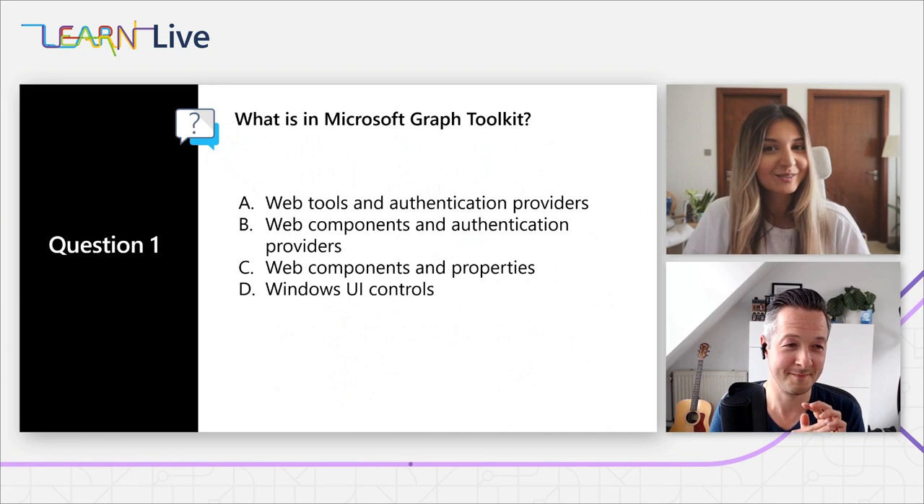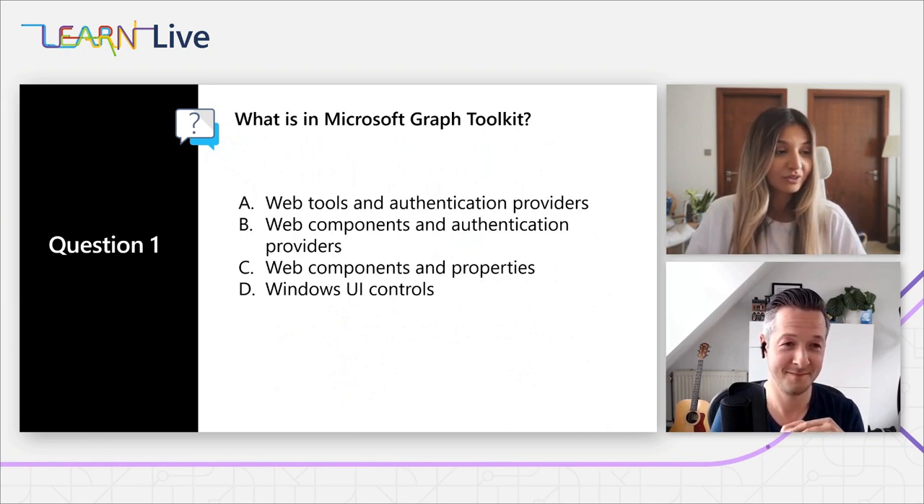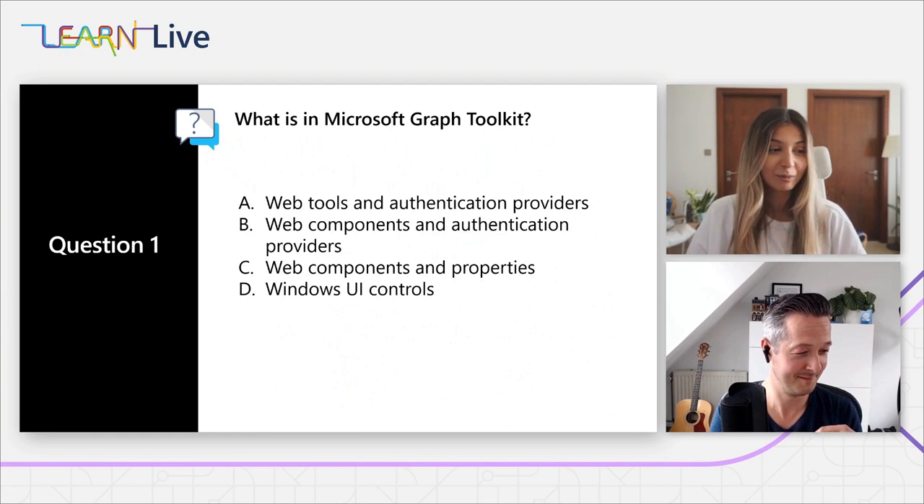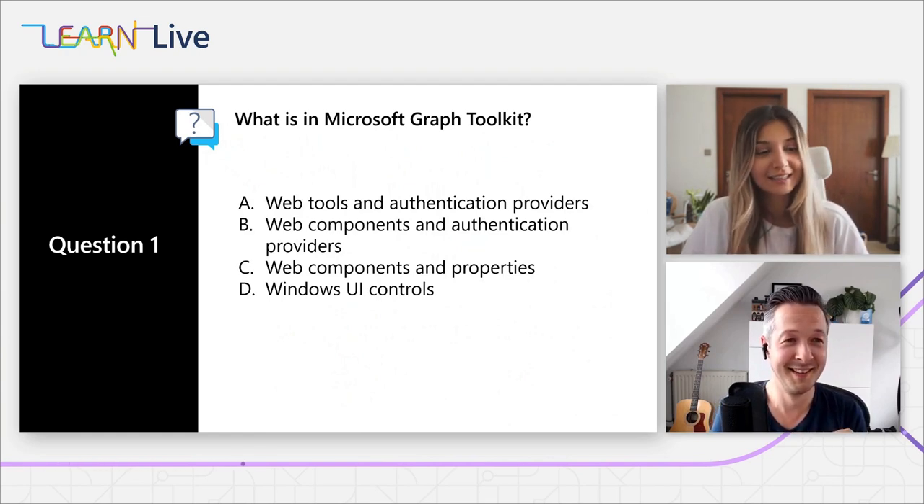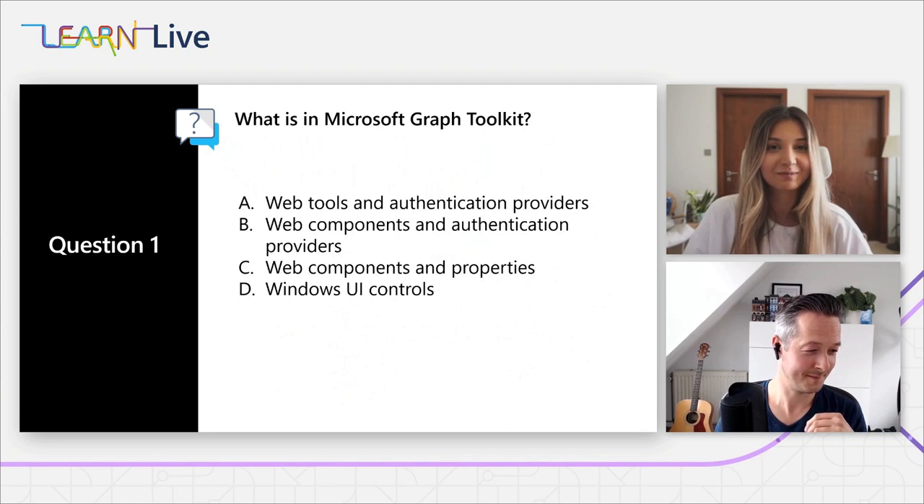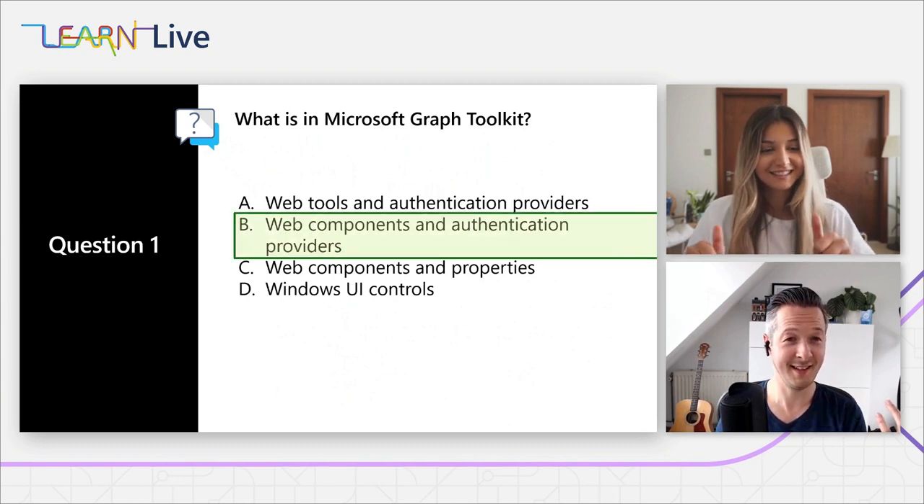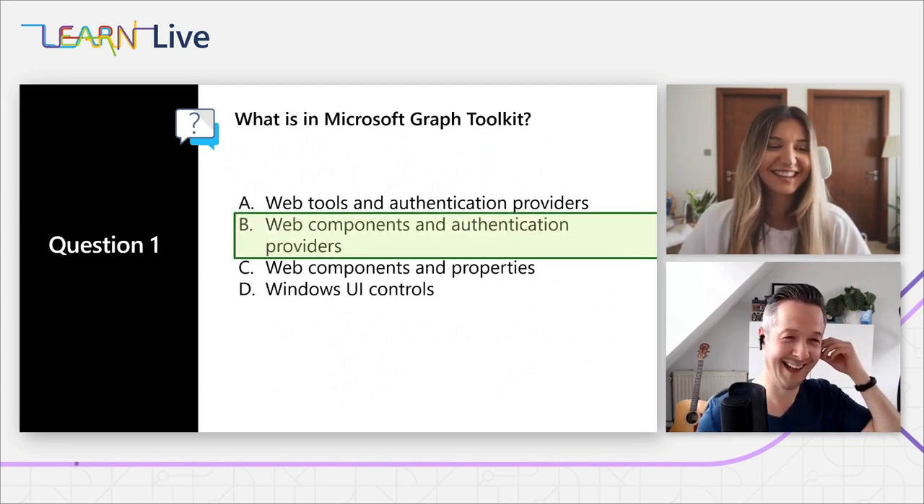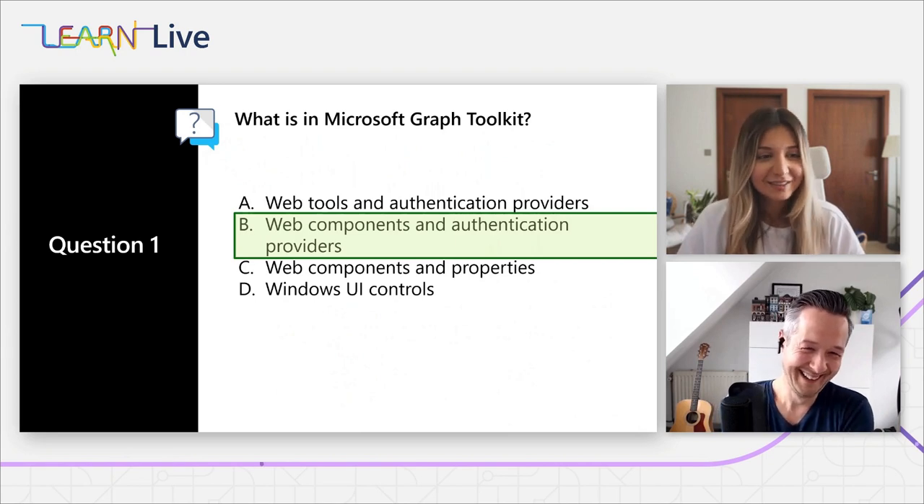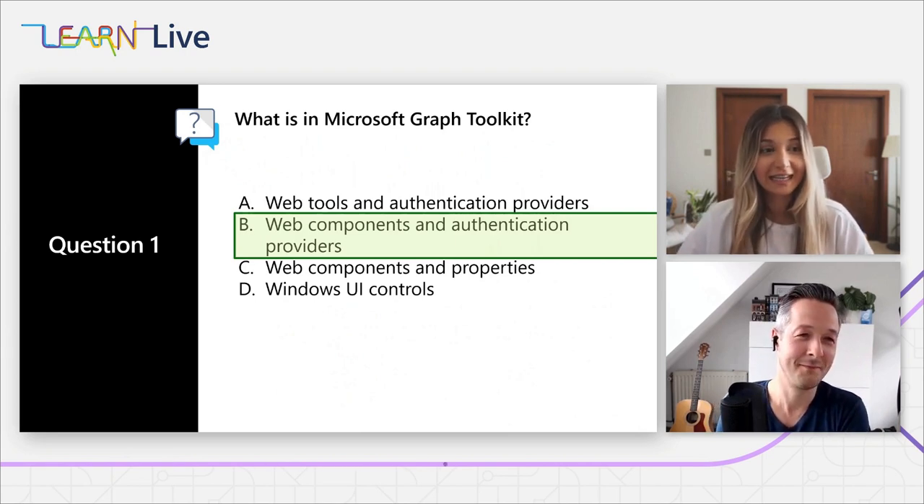Okay, so this leaves us with option B, which I am seeing from the votes that 54-55% of the attendees already chose B as an option. Let's see if it is the correct answer. Yes, it is. Surprise, surprise. Web components and authentication providers are available in Microsoft Graph Toolkit.